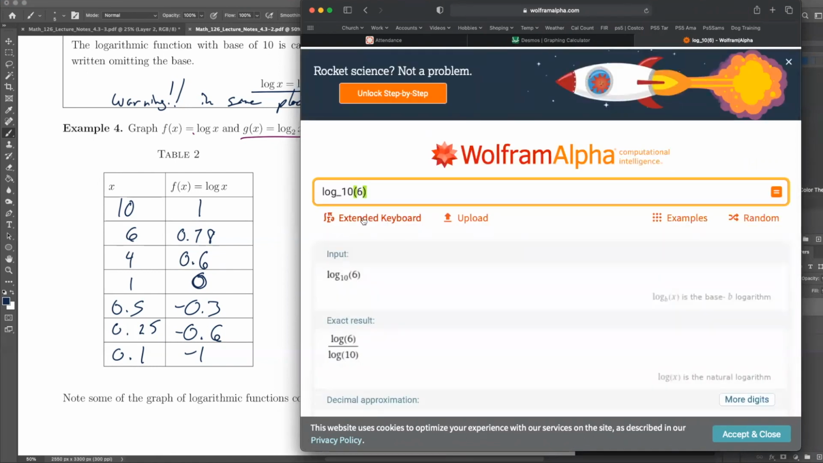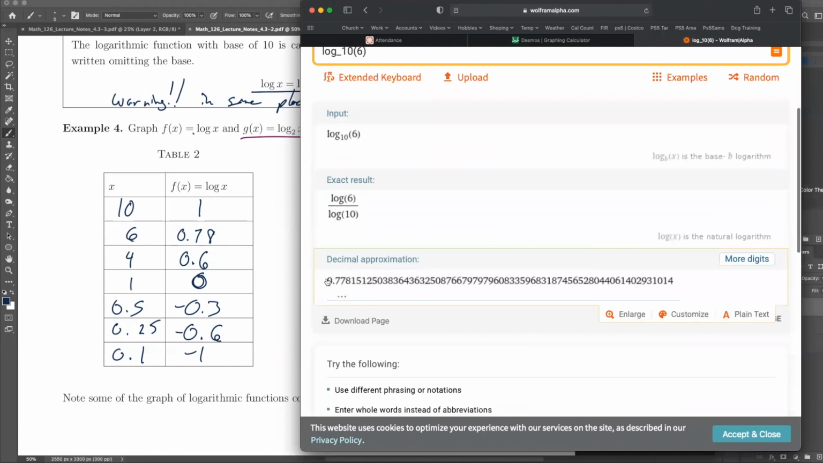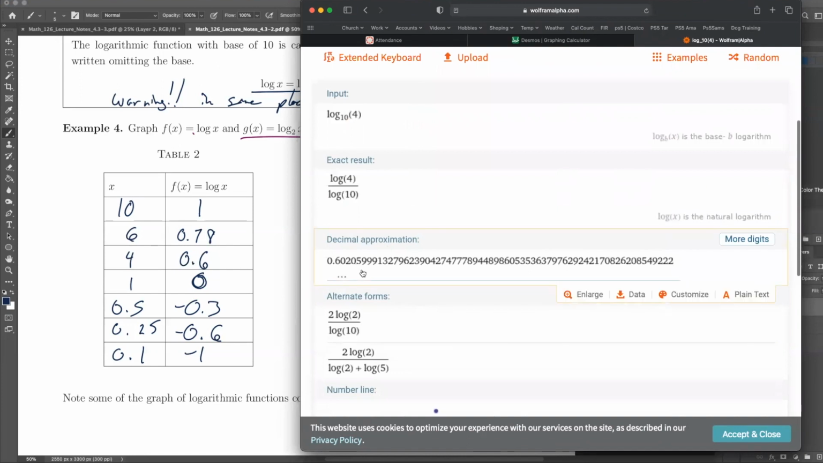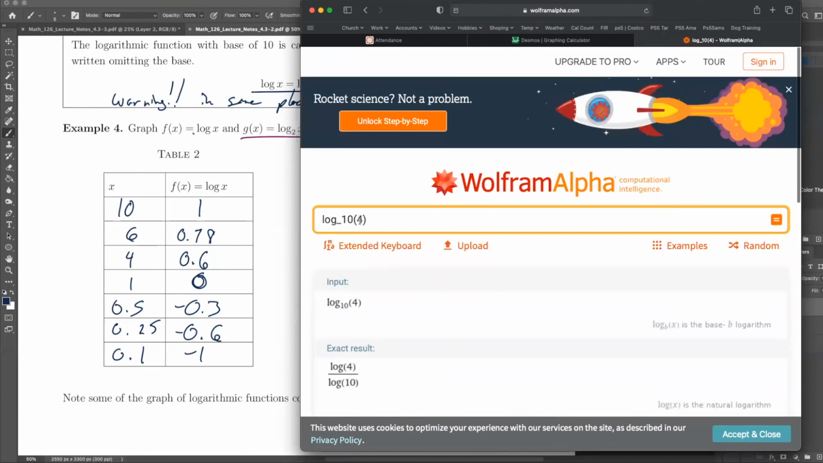Type in 6 here, I get 0.778. I just rounded it to 0.78, right? Put that in. Here, if I plug in a 4, I get 0.60. So I just rounded that to 0.6. Here, if I plug in 0.5, and that's how I produce these numbers. Okay, good question. Very, very good question. Glad you asked it.